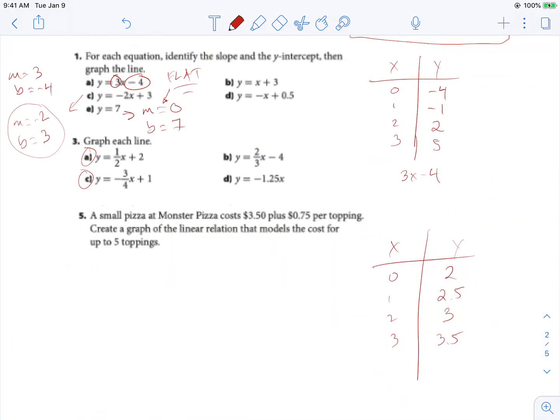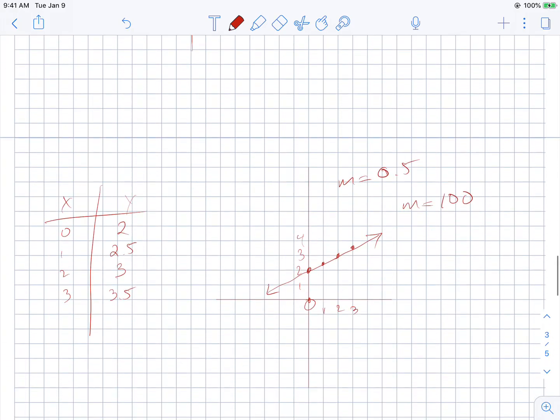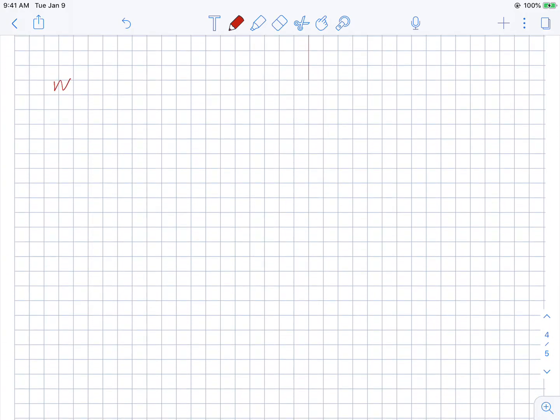Okay? And the last one, here's what we know here. We know our m is -3/4 and our b is 1. So let's try to figure that one out. So we have an m equals -3/4, a b value of 1. So we know our b value, let me get this axis right.